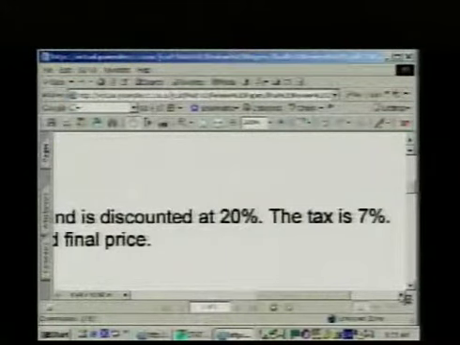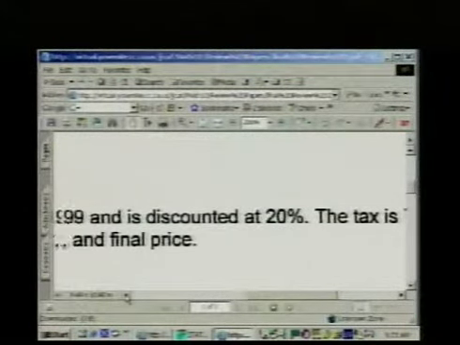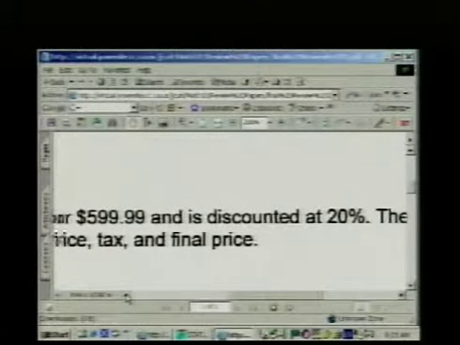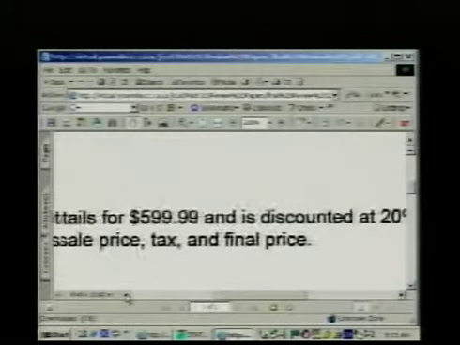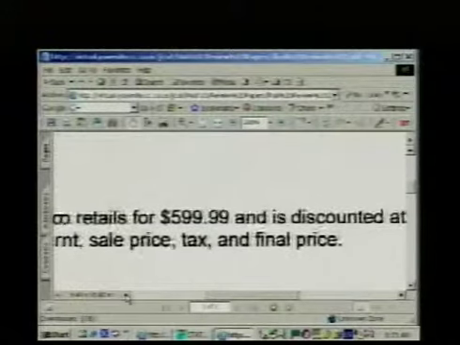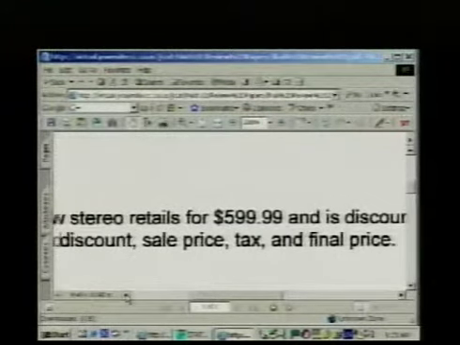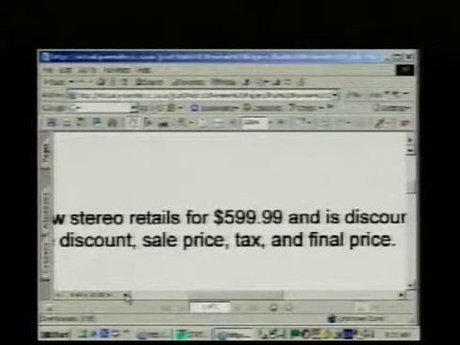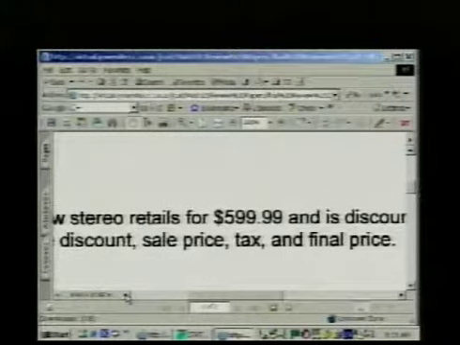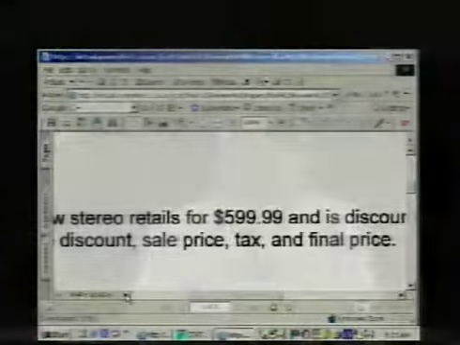Okay, let's see what we've got here. Remember, just to remind you of what I wanted you to find in this problem. We found those, right? The discount. So those are the four things that you were supposed to give me: the discount, the sale price, the tax, and the final price. Okay, we can come off there for a moment.